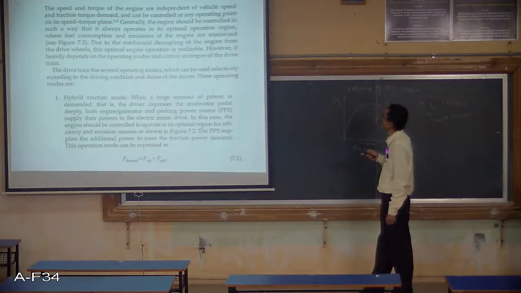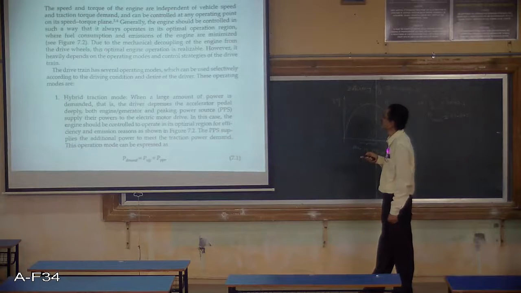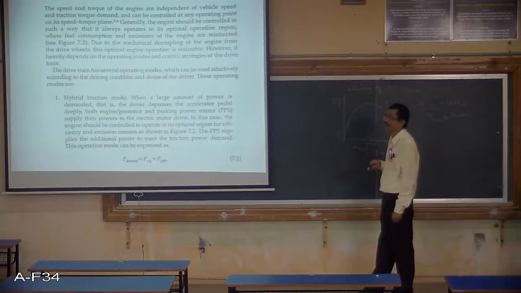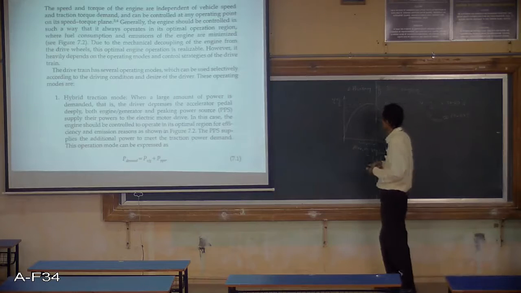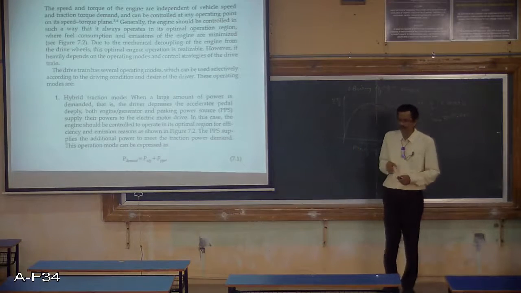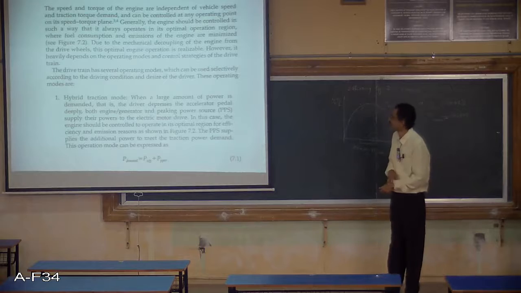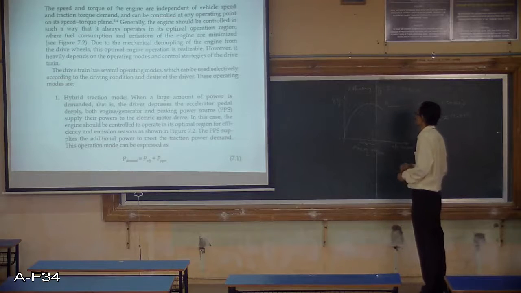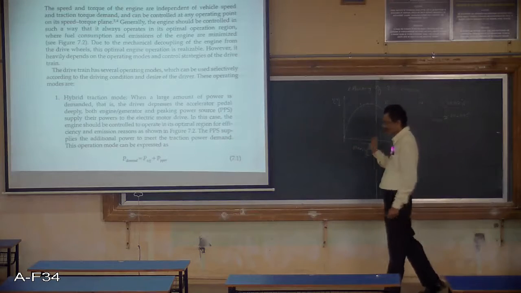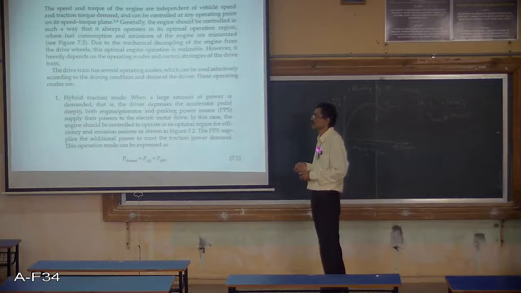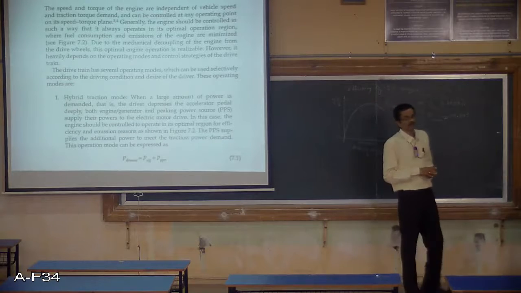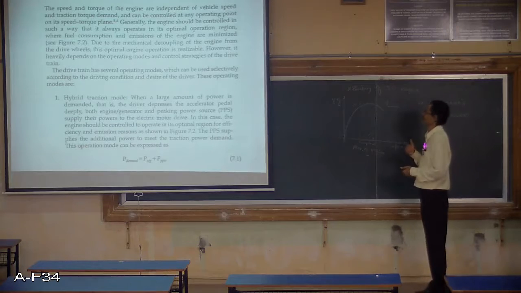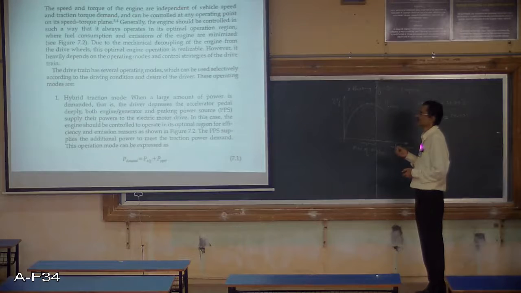Due to the mechanical decoupling of the engine from the drive wheels, this optimal engine operation is realizable. Now suppose you directly use an IC engine without any generator and without any battery. In that case, when you want higher torque, you are supposed to supply more fuel into the engine. If you require lower torque, you reduce the supply of fuel into the engine or carburetor.